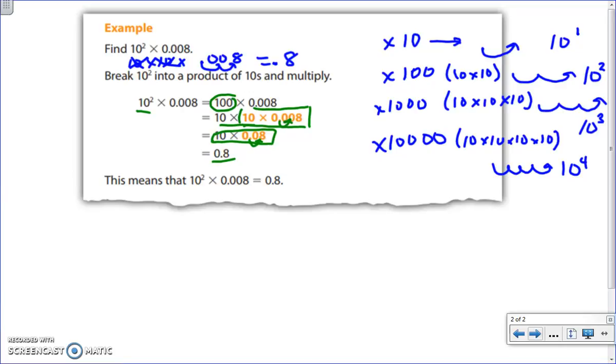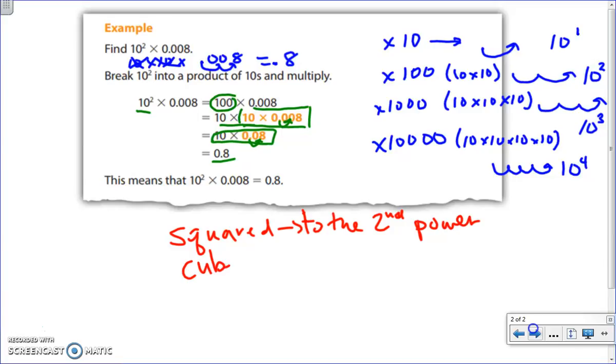They're getting bigger. A few things I just want to touch on again. The verbiage squared, I use that word a lot, means to the second power. And cubed means to the third power. Super important to remember that, because I'm going to use the words squared and cubed since I'm just used to using those words.